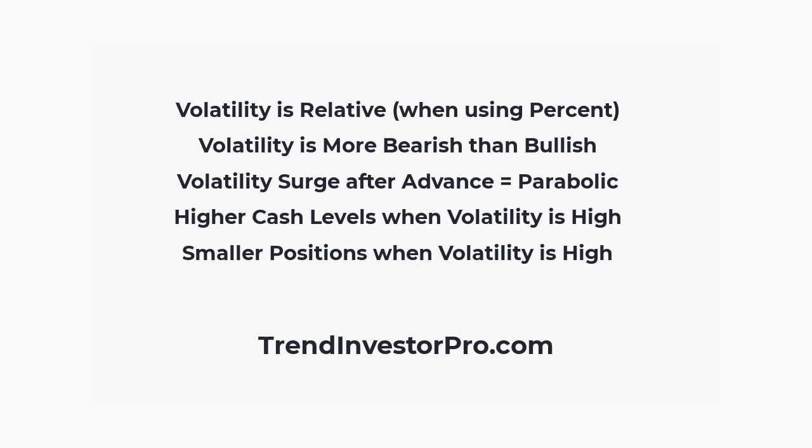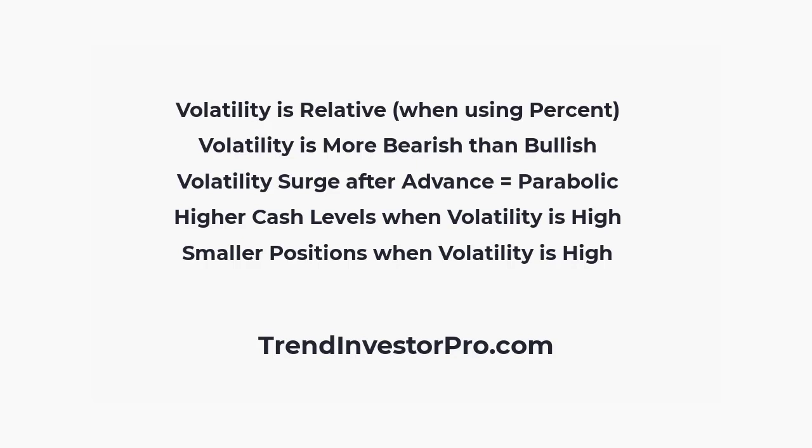So before we look at gold, a couple of points to keep in mind with volatility. Volatility is relative, so what may be extreme volatility for SPY is not necessarily going to be extreme volatility for DBE, the energy ETF. In general, volatility is more negative than positive, more bearish than bullish. And that volatility surge after an advance, if you're in an uptrend and you're at a 52-week high, and then you get this surge in volatility as you advance, you've got to be careful because that means you're going parabolic.